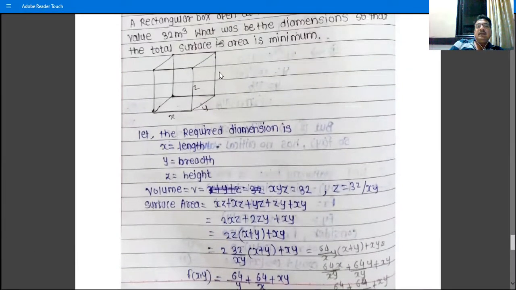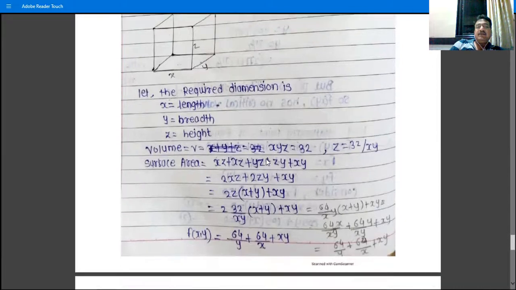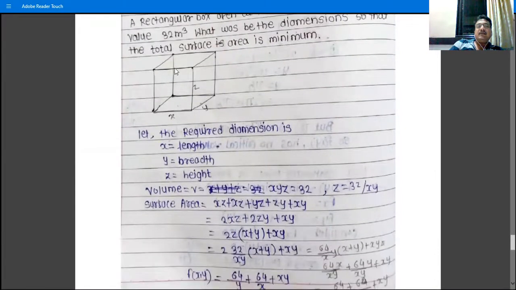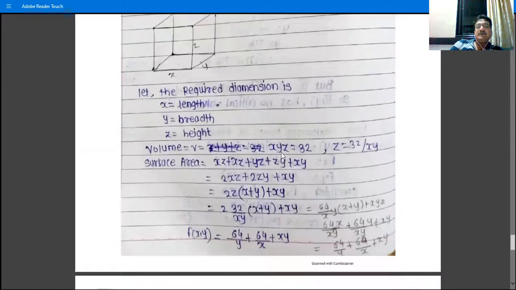Then the area of this side surface is z into y, and the area of the opposite surface is again plus zy, so yz 2 times. And the area of the bottom surface is x into y. There is no top surface, so plus x into y. Therefore we have 2xz plus 2zy plus xy.